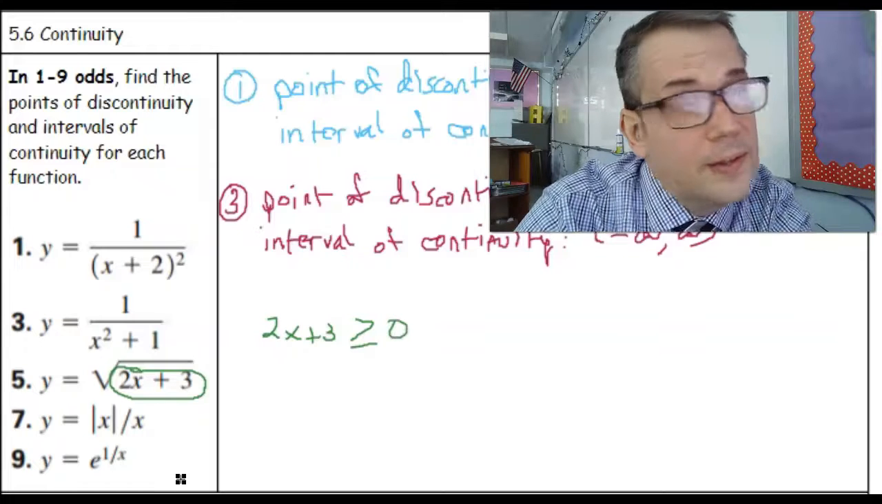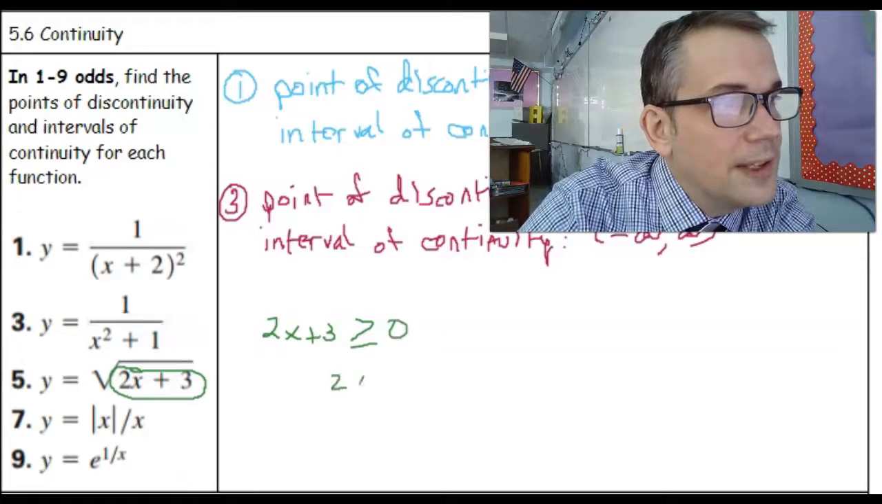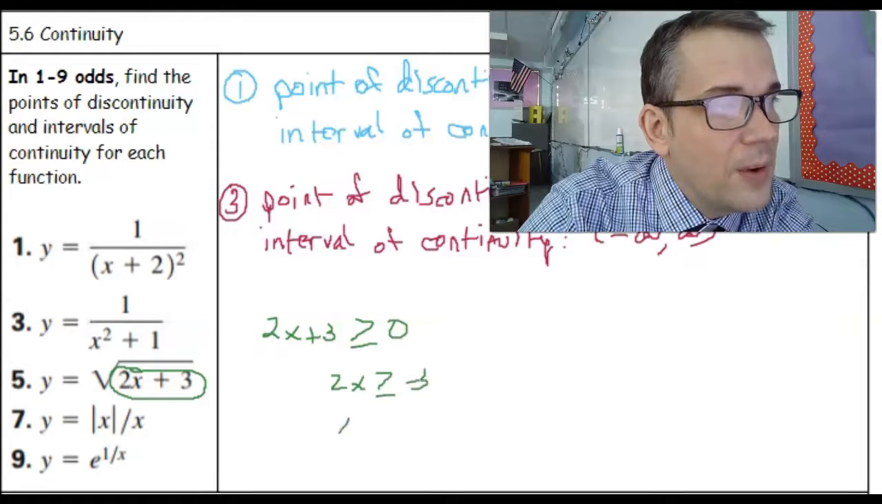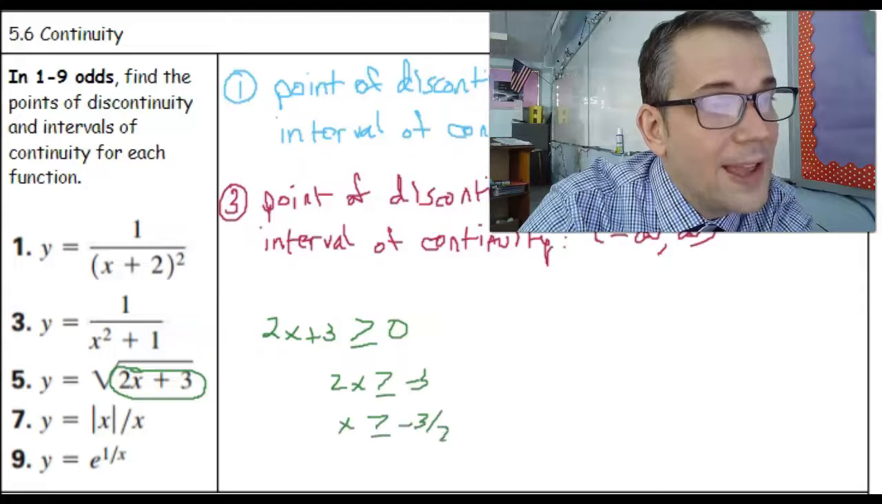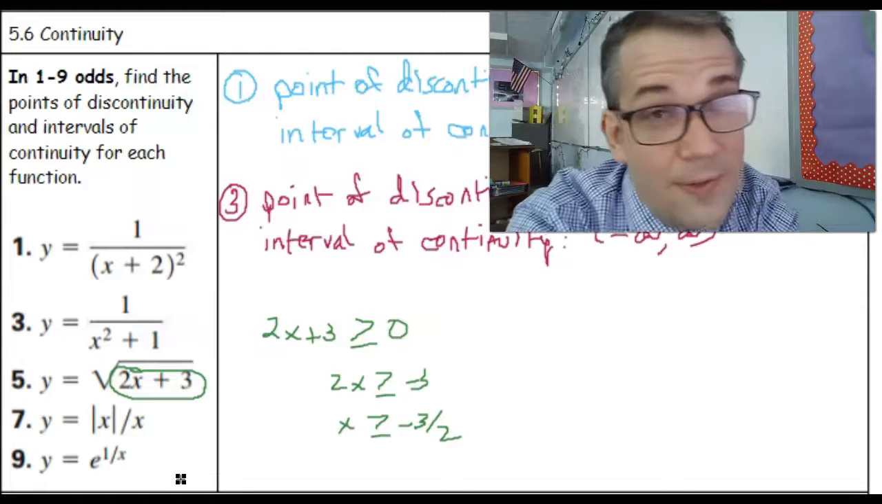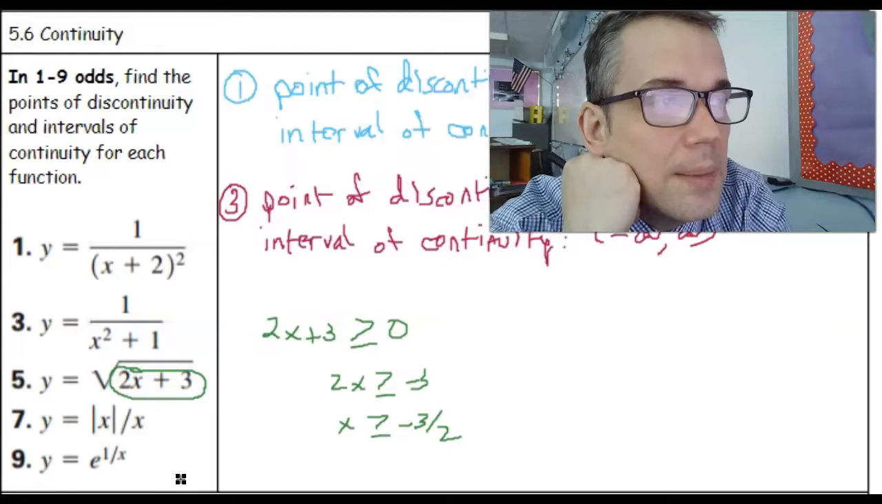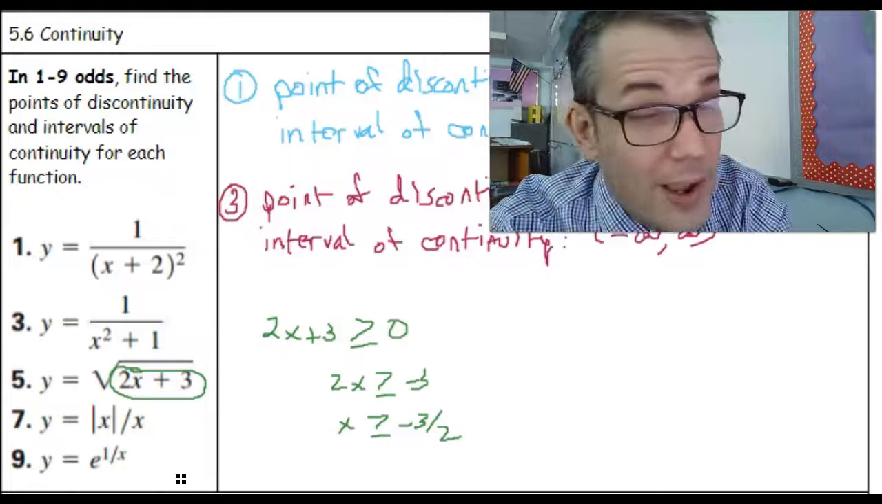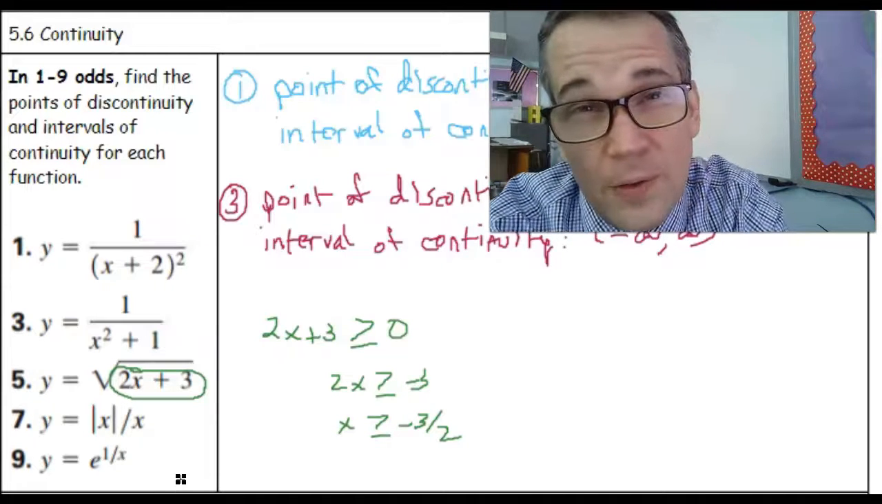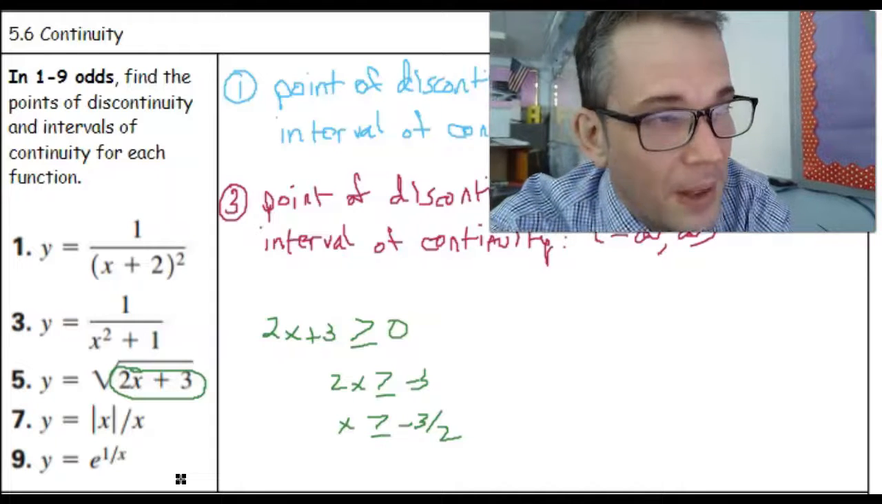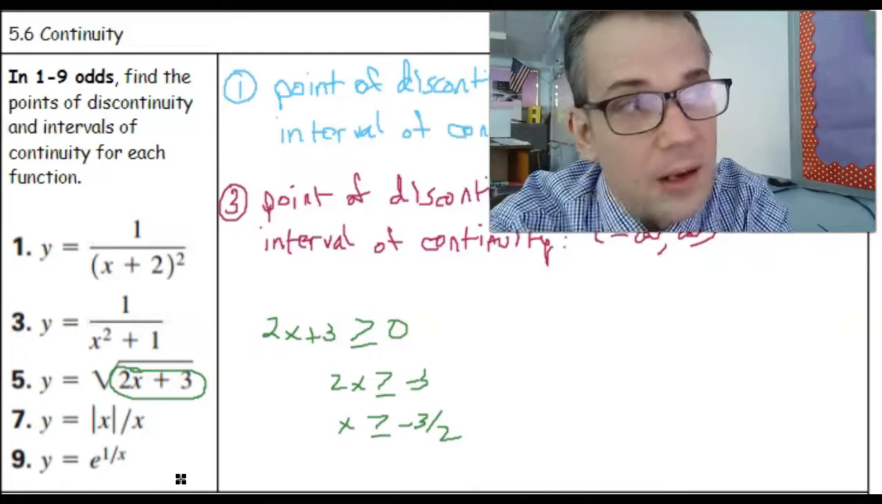And I would solve this to say 2x has to be at least negative 3, so x has to be at least negative 3 halves. Any value of x that's less than negative 3 halves, so for example, if x is negative 2, then we have a square root of negative 1. That's not going to be in my interval of continuity. The first thing I can plug in is negative 3 halves, and I can plug in anything larger than that.